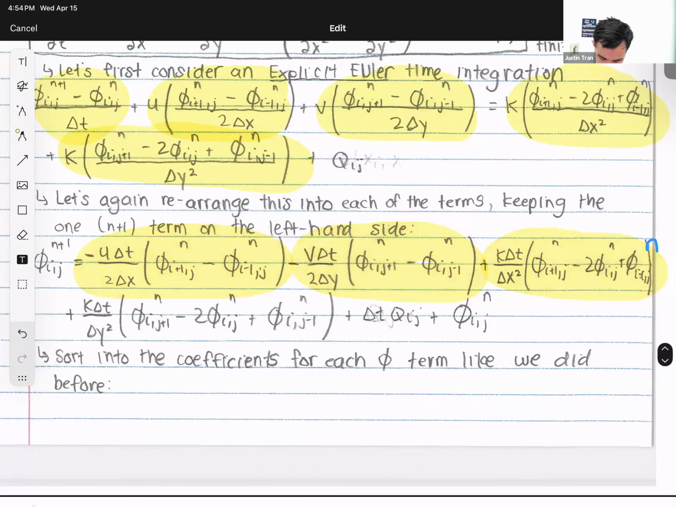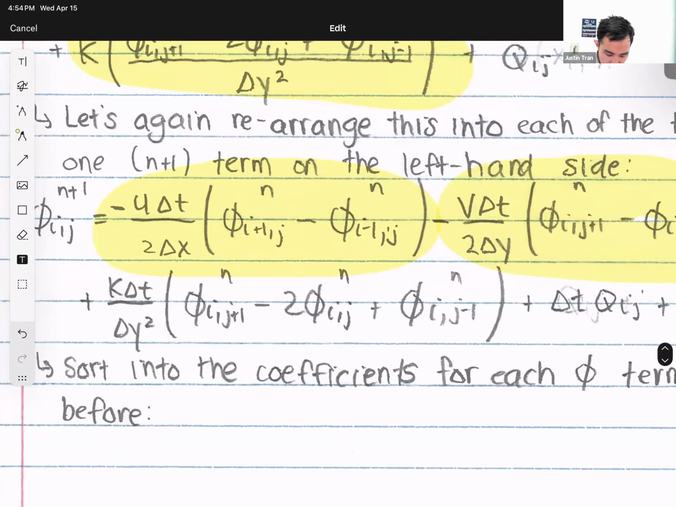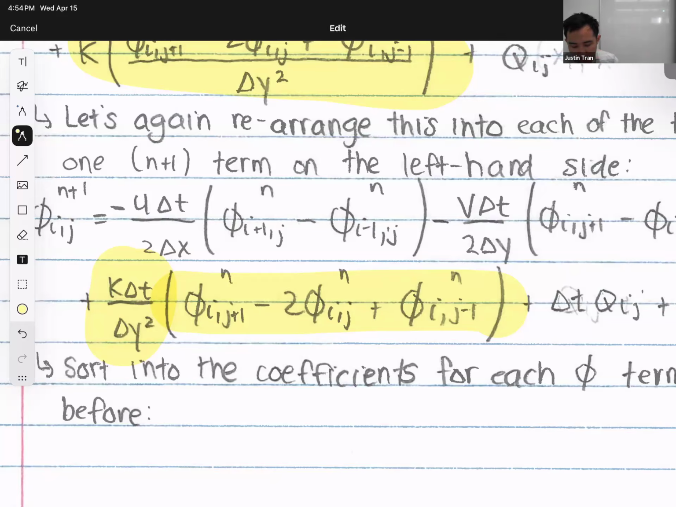Then we were in the middle of writing this term right here. So let me go ahead and erase these. The y diffusion term: the coefficient out in front is going to be k delta t divided by delta y squared. That delta t came over from the left-hand side, from the time derivative, and we're multiplying it by this expression right here: phi i,j+1 at n minus 2 phi i,j at n plus phi i,j-1 at n.